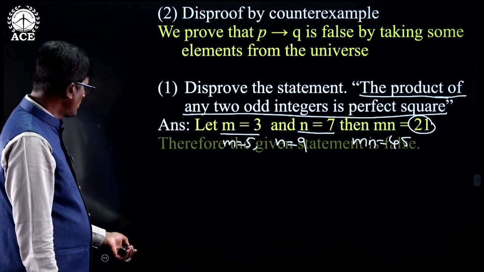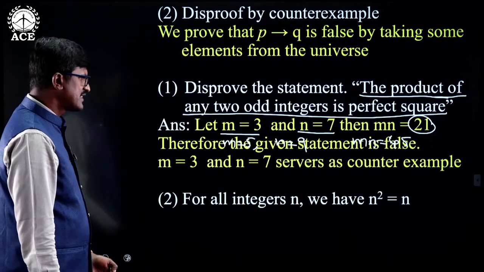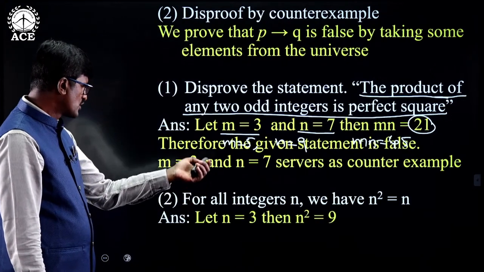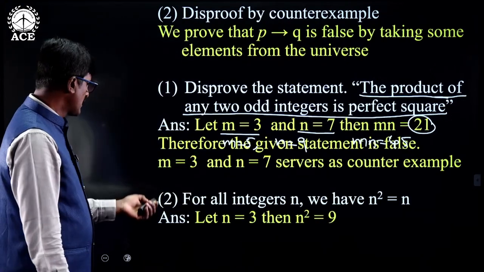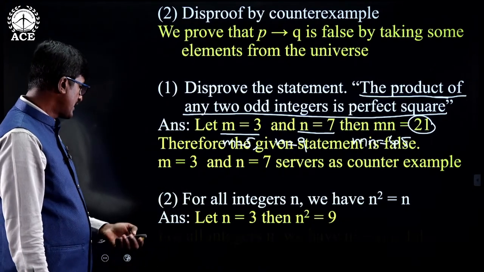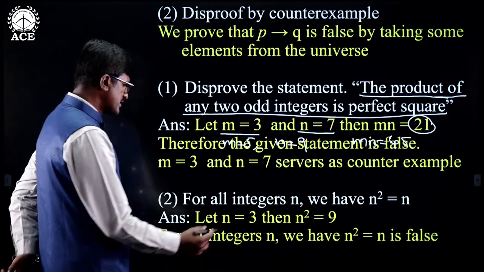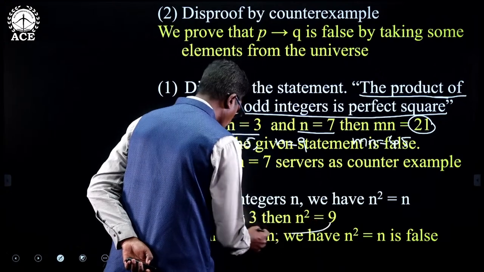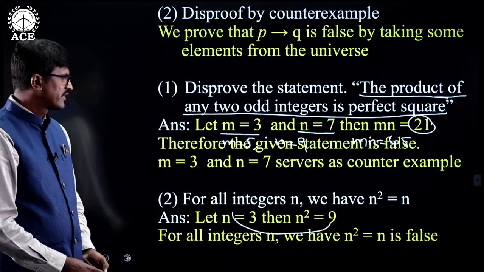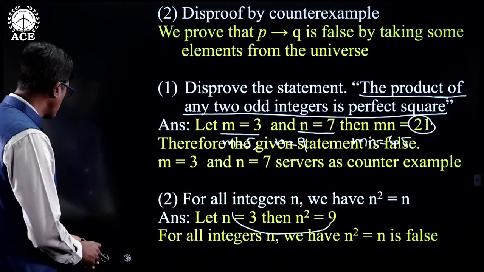We'll see one more example. For all integers n, n square is equal to n. That is one statement, and you have to prove it false. If you take n equal to 3, n square is equal to 9. Is n square equal to n? No. The n value is 3, the n square value is 9, so n square is not equal to n. That is one counterexample.